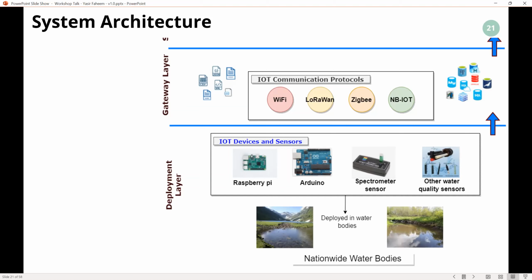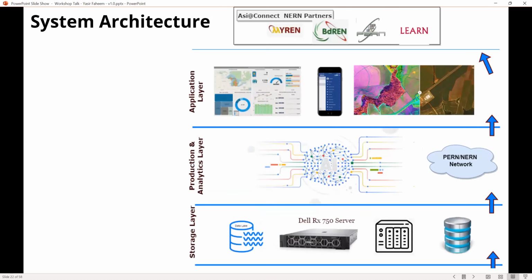Now going upwards, this is basically the deployment layer. This is the gateway layer to transfer the collected information. And then once data is received at our data center, we will have a storage layer over here, as we will be deploying such an IoT system not at one location, but at many locations all across Pakistan. And the system, once developed, will be provided to the Asia Connect partners. So any of those partners can deploy their IoT devices in water bodies, and they can collect information on our system, and do all sorts of analysis and prediction.